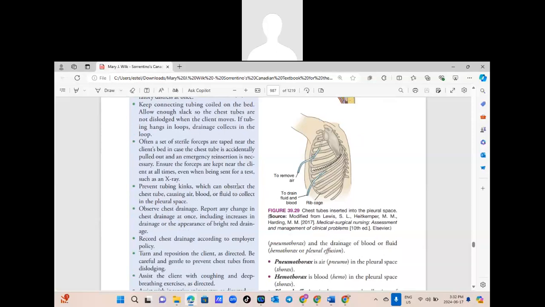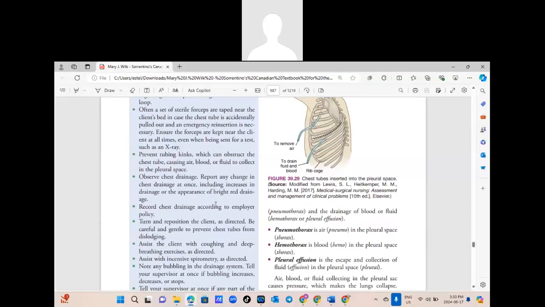Prevent tubing kinks. When it is kinking, it can obstruct the chest tube, causing air, blood, and fluid to collect in the pleural space. Observe chest drainage. Report any change in the chest drainage at once, including increases in the drainage or the appearance of bright red drainage.